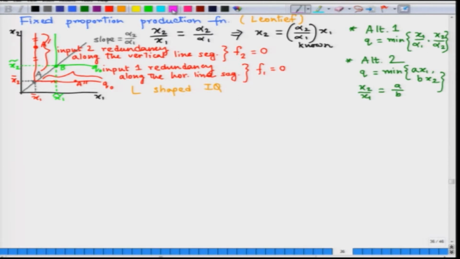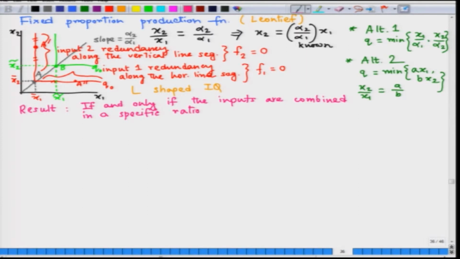So, now we are going to write a result. If and only if the inputs are combined in a specific ratio, both of them will be fully utilized.